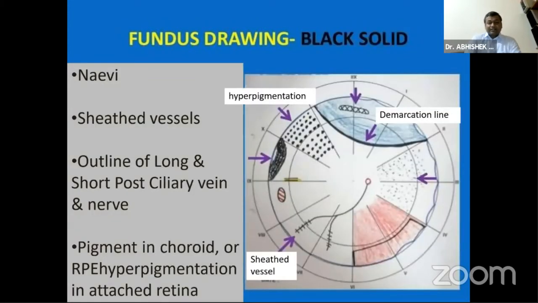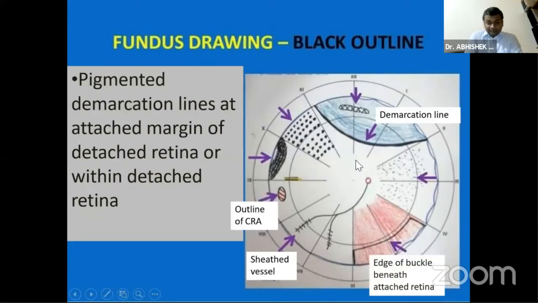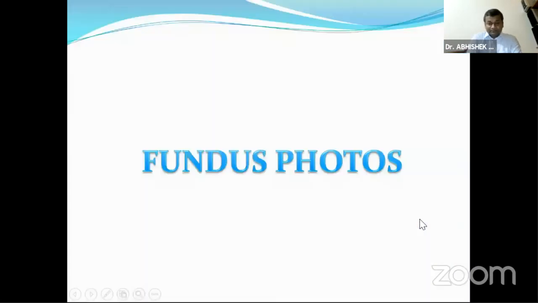The black solid colors are used to denote the hyperpigmentation or the sheathed vessels, like you normally draw a vessel and then just cross it like these lines. And then in case of chronic RD, we draw a demarcation line like this, so it denotes that it's an old RD. And in attached retina also, we can draw a buckle indentation with the help of a black color.